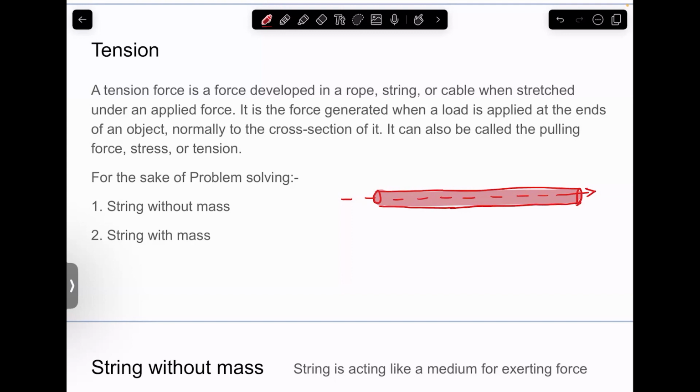For example, we don't consider the width of the rope. We only consider the length. The length is the major or dominant dimension of this object, so we are treating this as a 1D object. Rope, cable, what is the specialty of those kinds of objects?